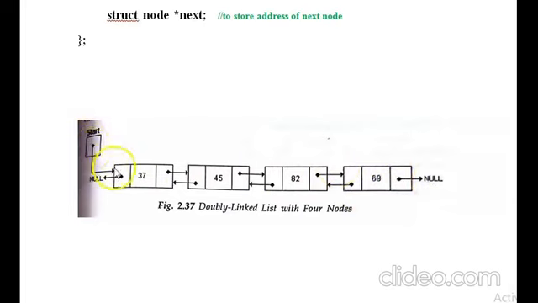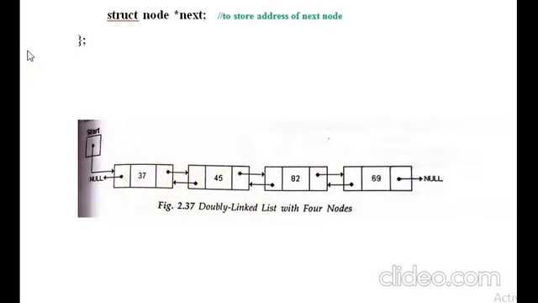As usual, we will be having a start or head to store the address of the whole list. The address of the first node will be stored in head. So on reaching this node, we can move in this direction, and through this link we can move in the backward direction. The rest of the things remain the same as in the case of singly linked list.